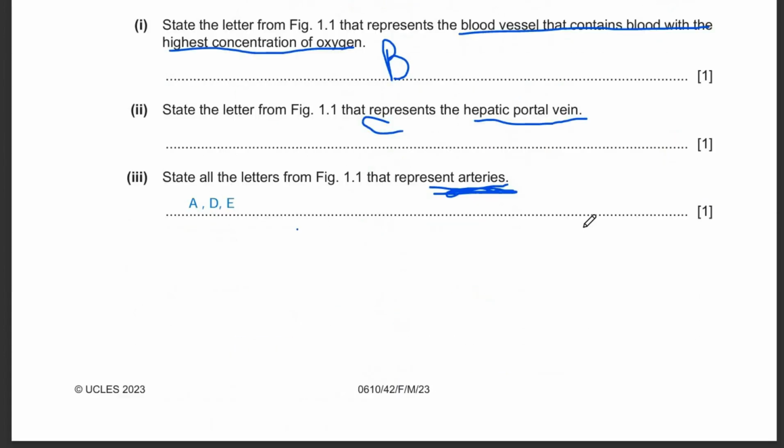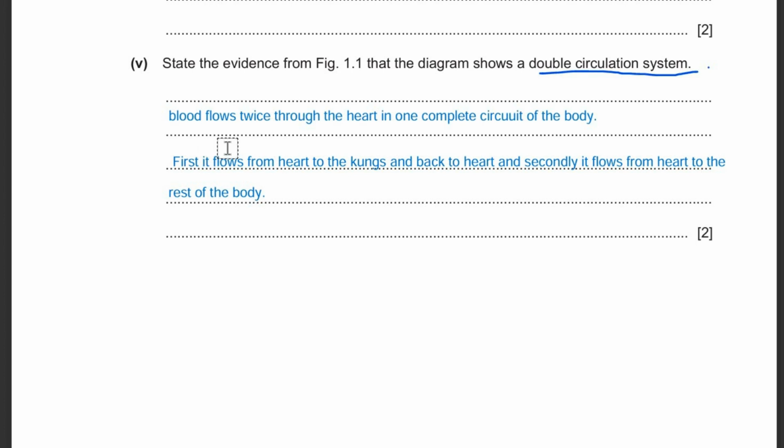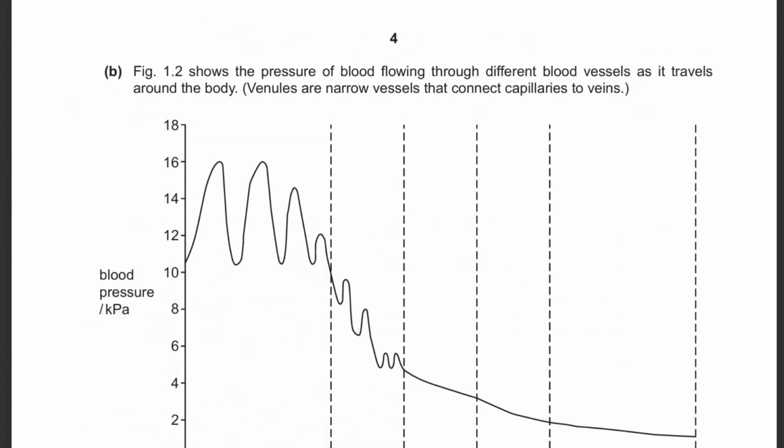Alright. So what are we going to write down in the answer? The answer to this question would be, you can read it, that blood flows twice through the heart in one complete circuit of the body. First of all, it flows from the heart to the lungs and then back to the heart. And secondly, it flows from the heart to the rest of the body. Alright. Now, let's move on to part B.